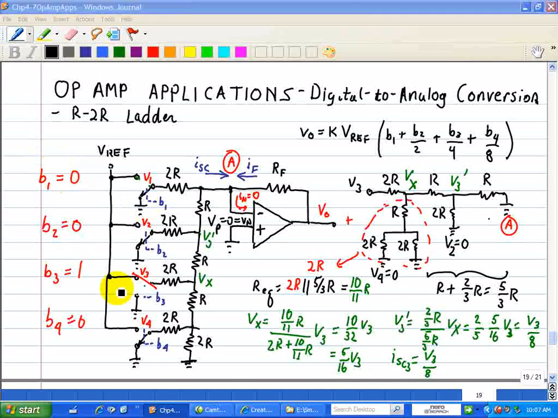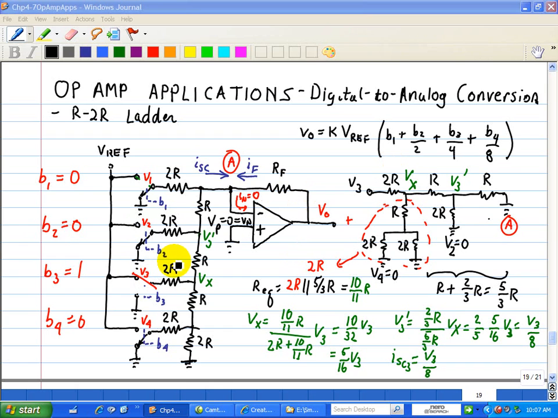Now we're going to do the contribution due to V3. So here we set the switches to 0 for B1, B2, and B4. And then we connect switch B3 to V3. So now we're just looking at the current or voltage contribution due to V3.